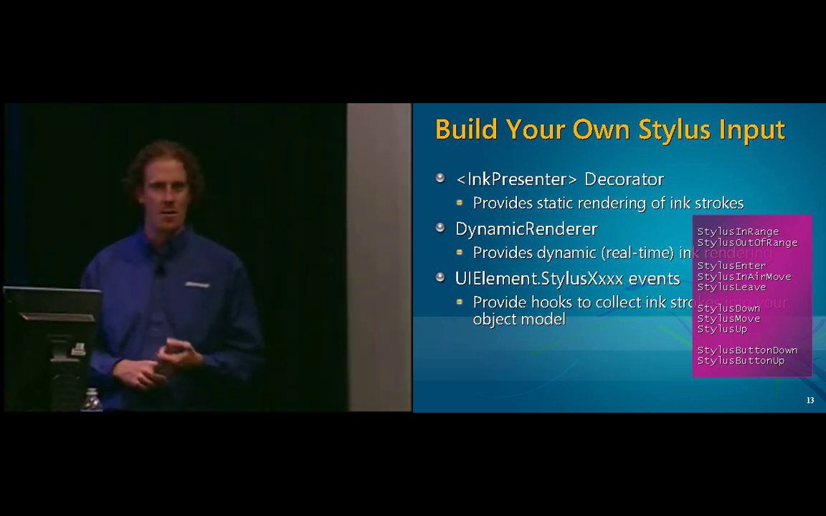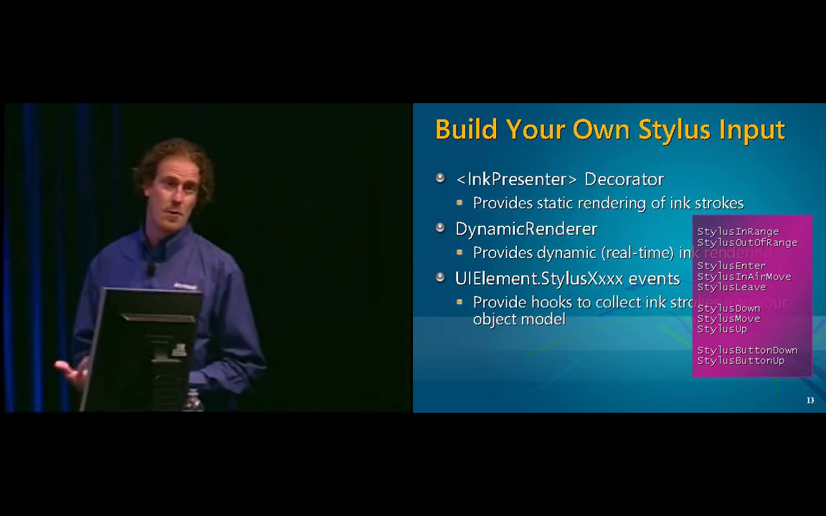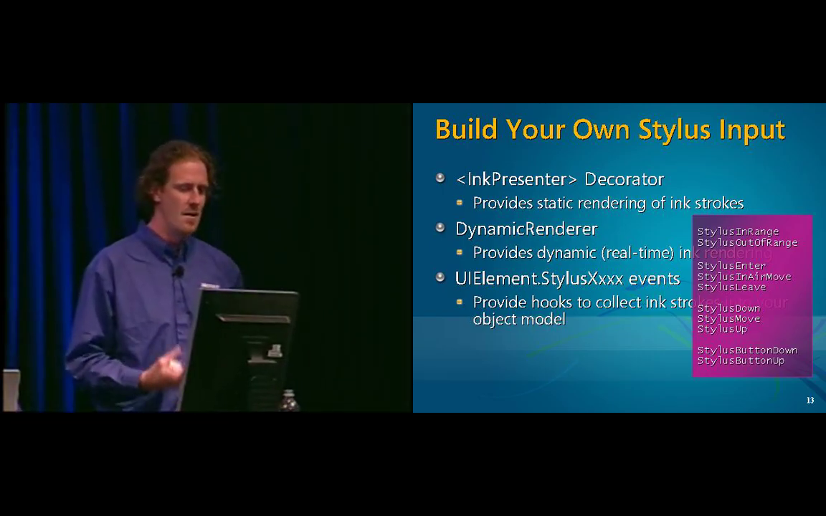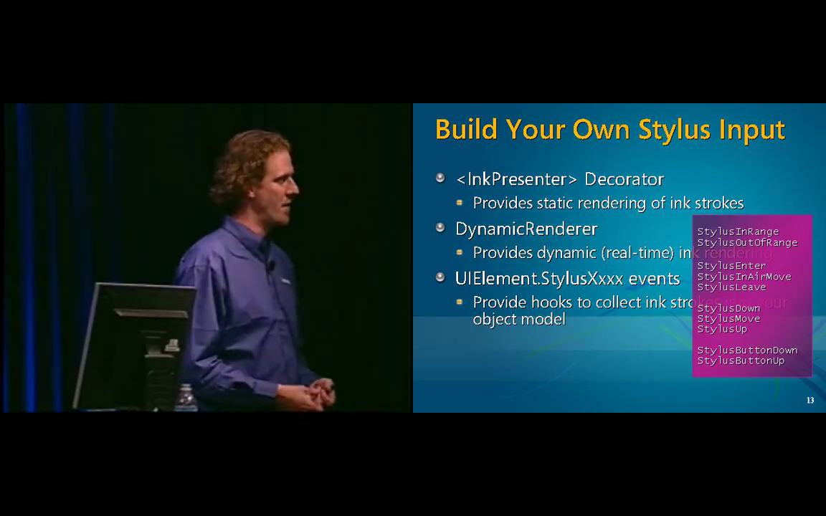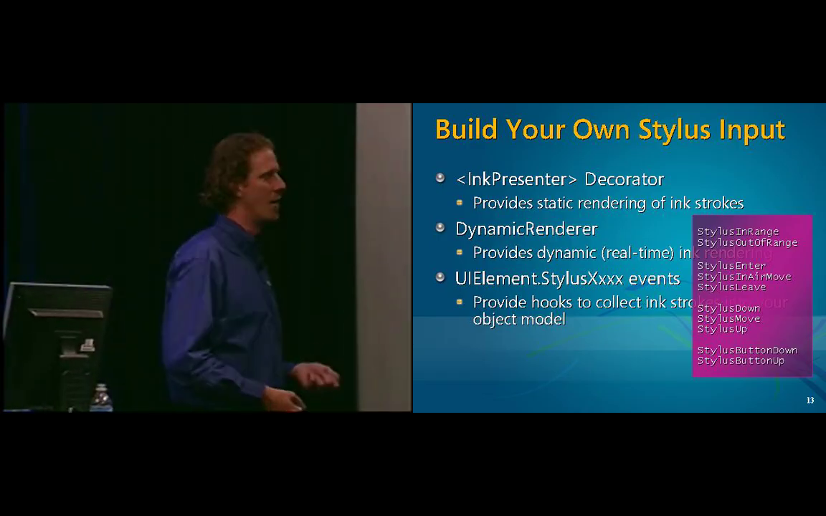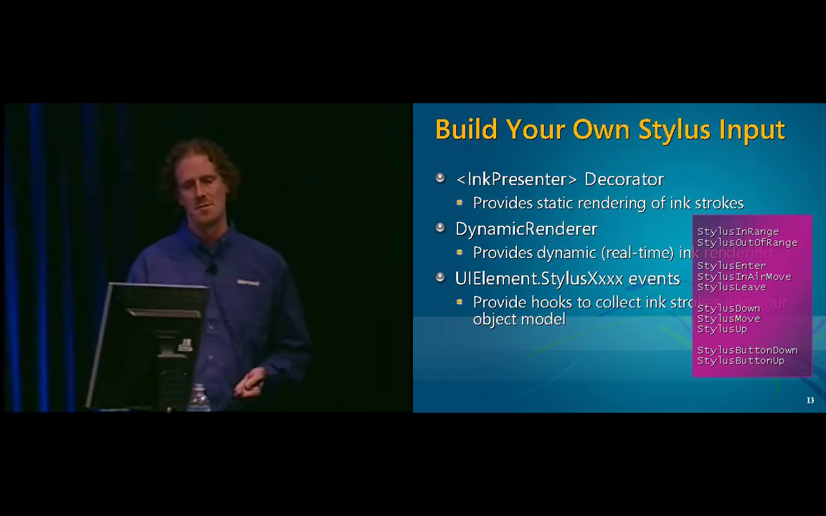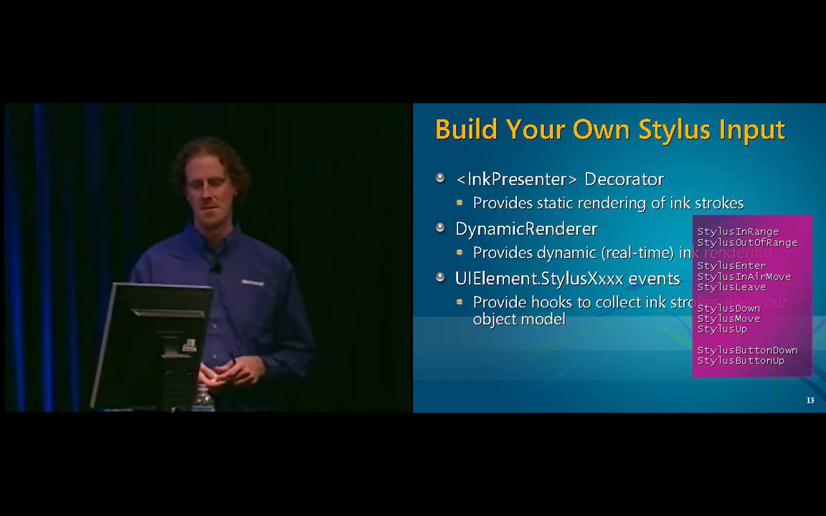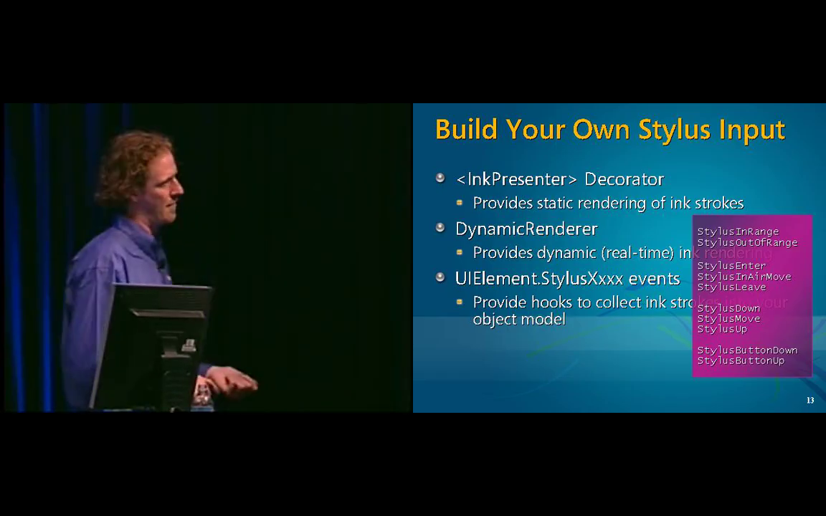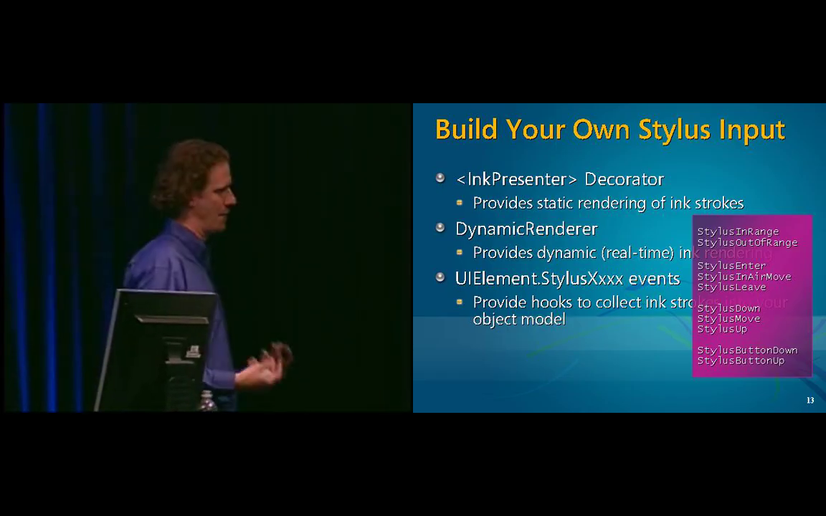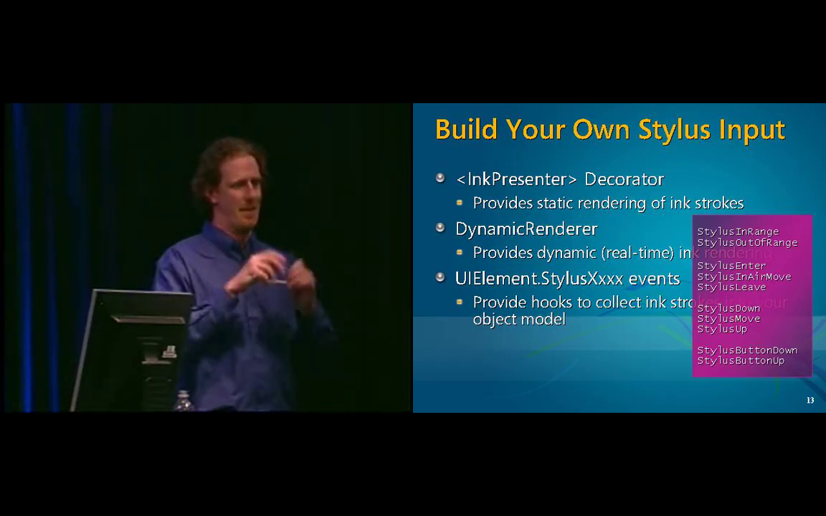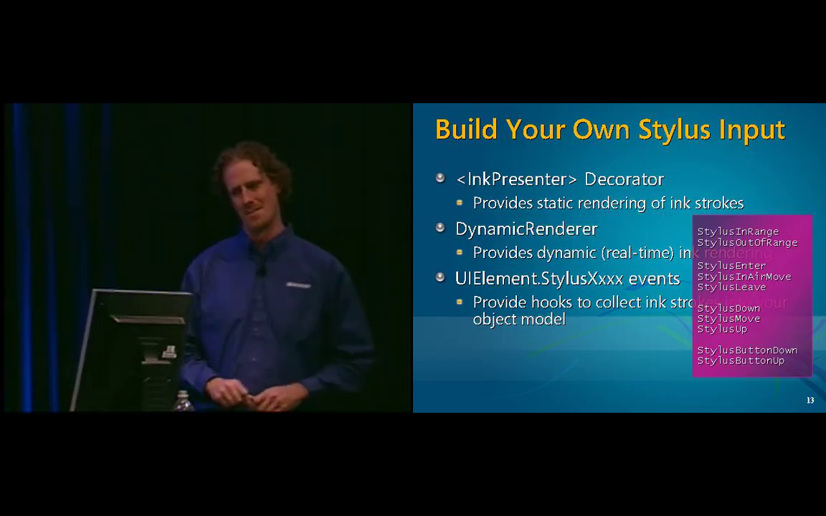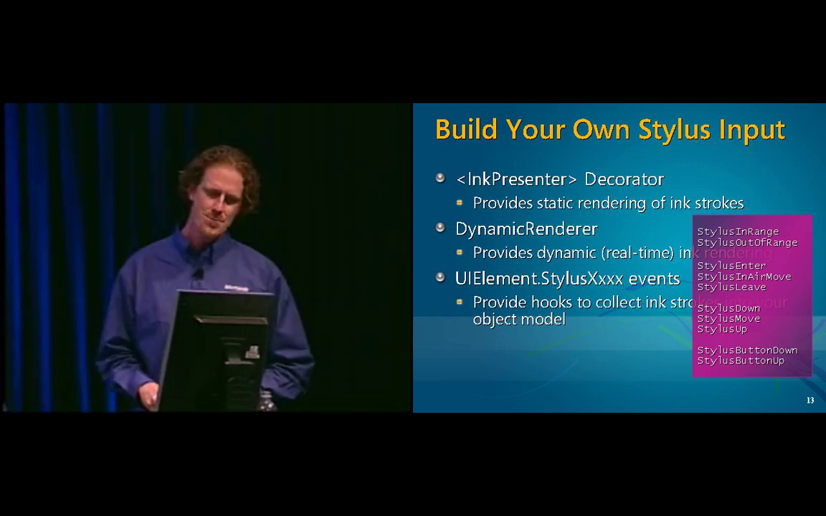It's composed of an element called an ink presenter. This is a decorator element, as it's known. The ink presenter is what handles the static rendering of stroke visuals in the tree. Dynamic renderer: if anyone's familiar with the real-time stylus plugins in our existing platform, it has a class called dynamic renderer. It's the same thing in WPF. This is the guy who listens to the stream of stylus data coming from the hardware and renders it into the visual tree as quickly as possible.